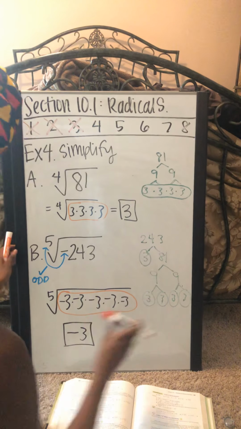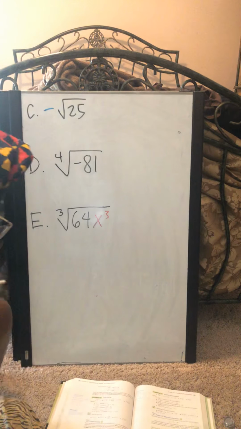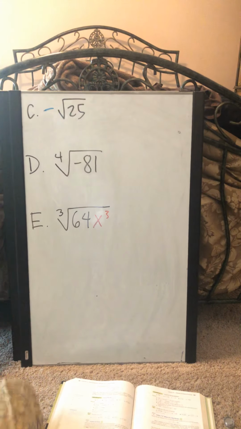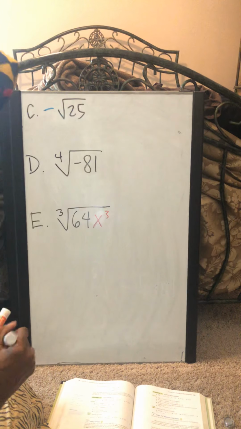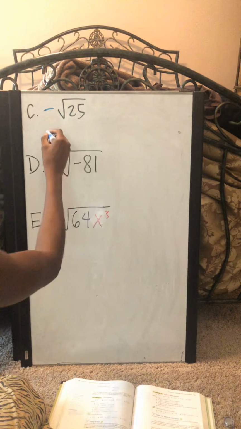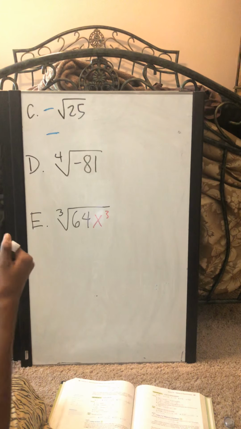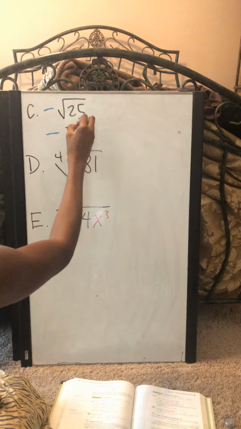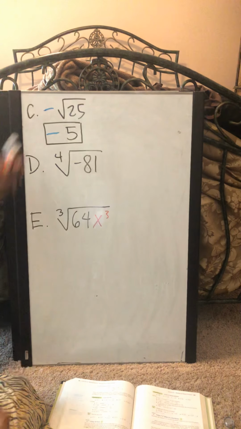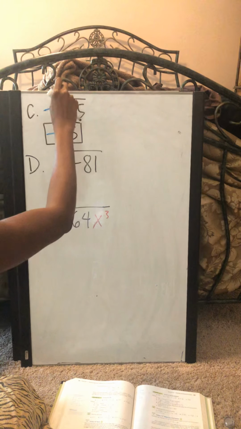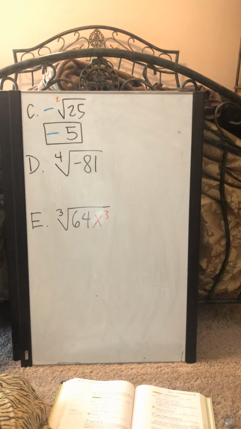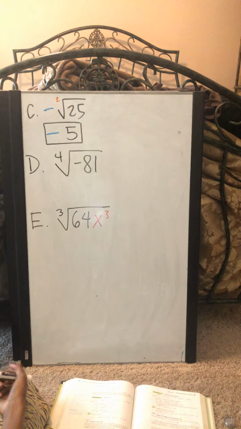Oh, that was B. Okay, sorry. Alright, so for the next one, C, remember if it's on the outside, it doesn't matter. You just bring it down. So I'm just going to bring my negative down. And then the square root of 25 we know is 5, because 5 times 5 is 25. And there's an imaginary 2 when there isn't a number, okay? So that one was pretty straightforward, okay?